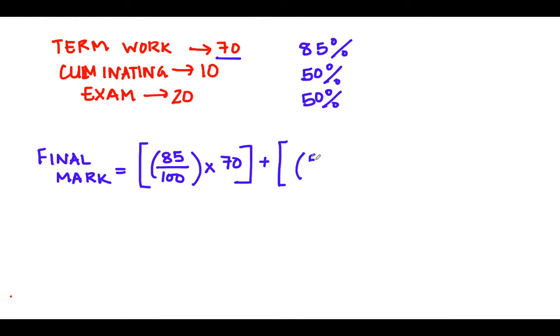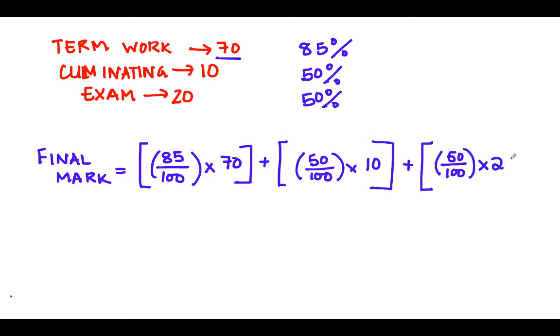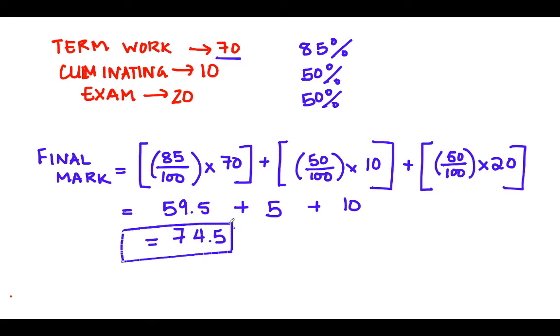So I got 50% on the culminating, so 50 divided by 100 times 10. And then again for the exam, I've got 50% times 20. Now, if I do these calculations, I'm going to get 59.5 plus 5 plus 10. If I add these all together, I will get 74.5. And this is my final mark. So see how it not only takes into account what mark you got, but also how much each of those assessments is worth.